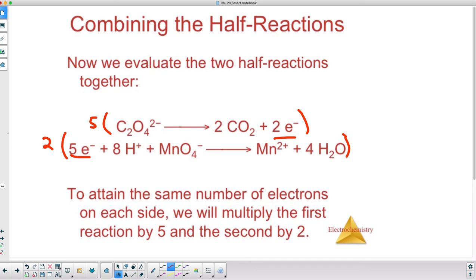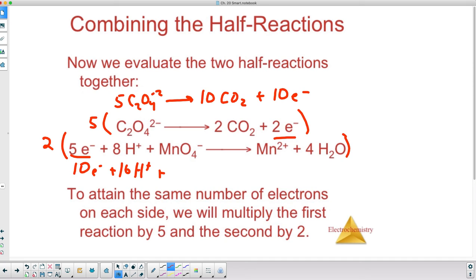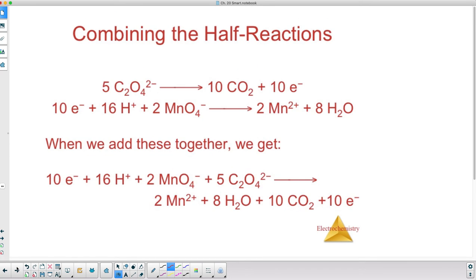So that means it's going to change. This one's going to change to 5 C2O4 with a -2 yields 10 CO2 plus 10 electrons. Okay, you have to get 10 electrons for both of them. So this would be 10 electrons plus 16 H+ plus 2 MnO4 with a -1 yields 2 Mn with a +2, plus 8 H2O, just like that. Okay, so that's what it's going to look like over here. I've multiplied all the stuff through.